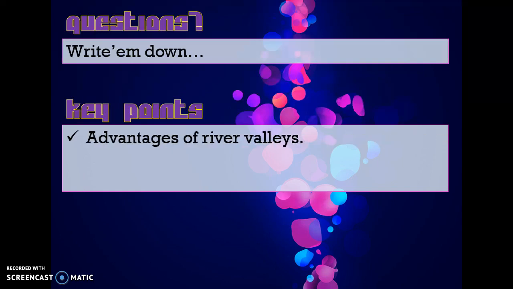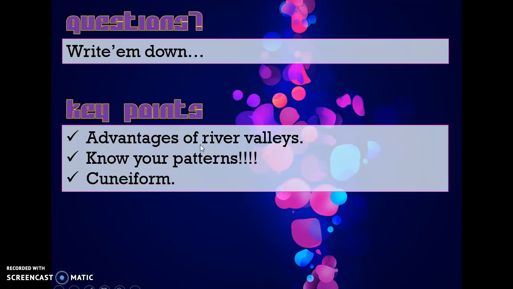The key points: the advantages of river valleys; know your patterns, your social, religious, economic, political, etc.; and cuneiform, the first written language, or one of the first written languages. So finish up your notes, get those questions done if you have any, write them down, and get that summary done.